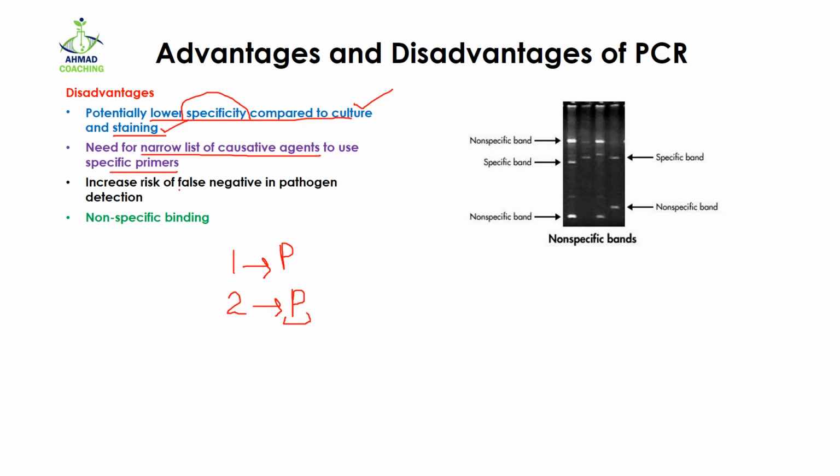PCR increases the risk of false negatives in pathogen detection. It means that it may not detect a pathogen which is present. Moreover, non-specific binding can occur. Non-specific binding means that I am running a PCR reaction for my gene of interest, but along with this I am getting many other bands. These are non-specific bands, which are not required by me but are still present, and because of this the detection of my specific band is difficult. So this is another disadvantage of PCR.